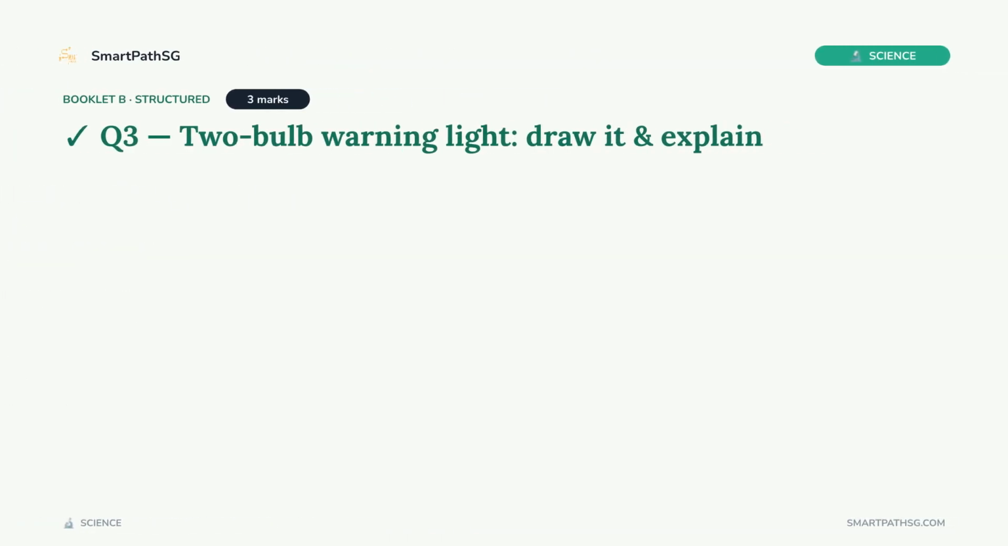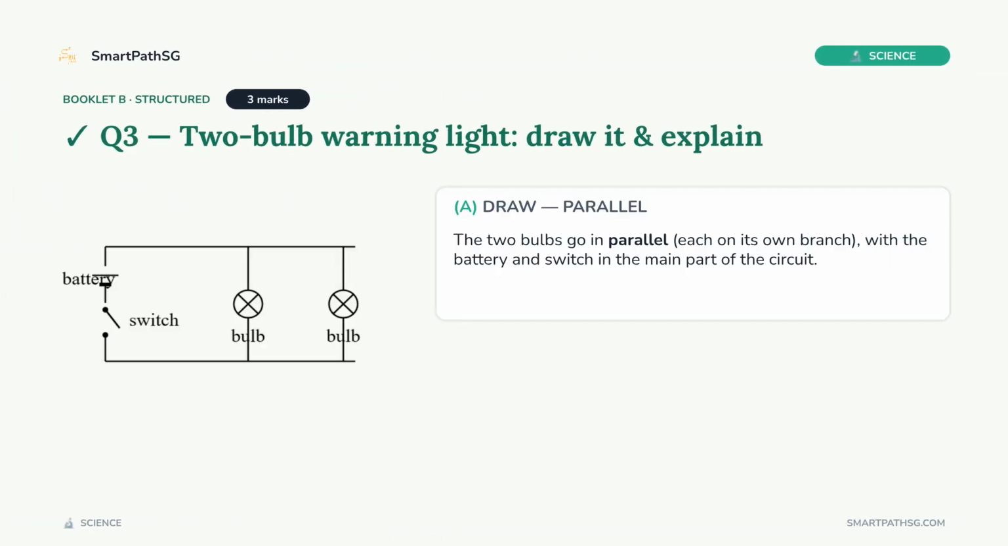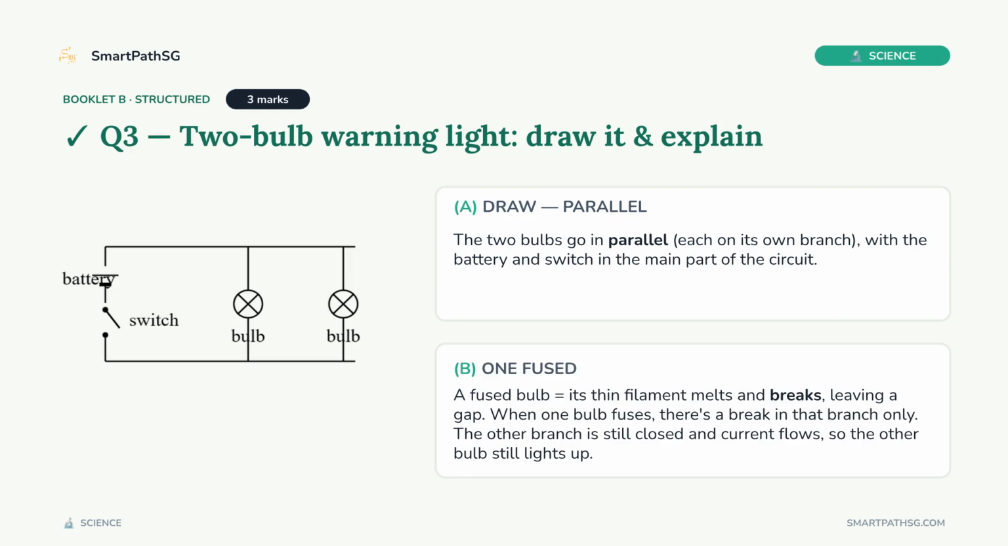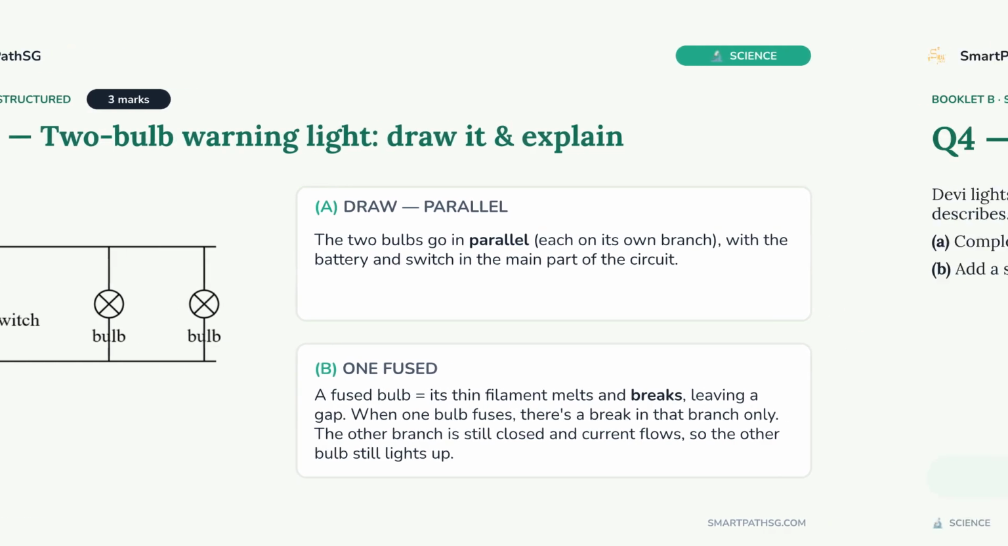For one fuse not to impact the other bulb, the 2 bulbs should go in parallel, each on its own branch, with the battery and switch in the main line. Why a parallel circuit is fail-safe? Because one fused bulb broke only its own branch, while the other branch remains closed. Current still flows through the other bulb, so it still lights up.